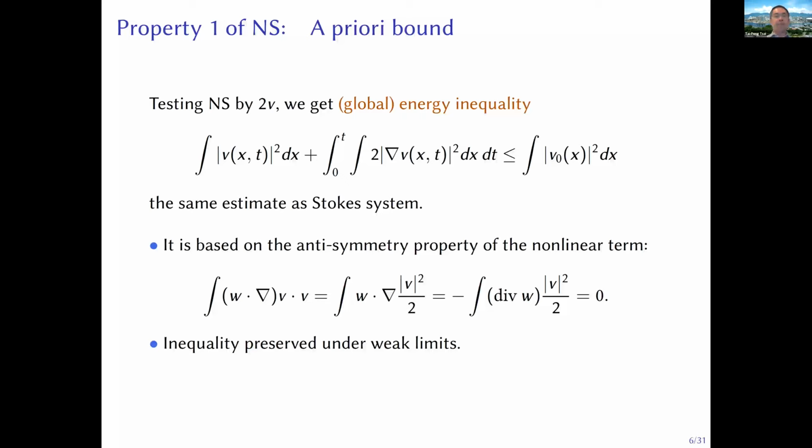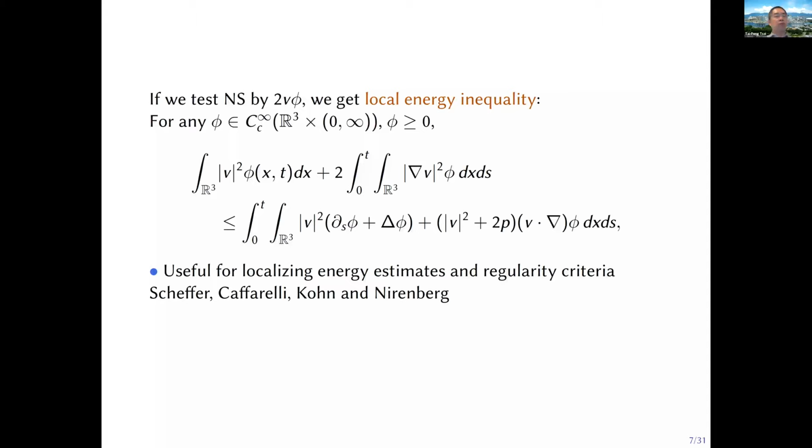And then here's a local version. It's a local energy inequality. So we test the equation by 2V times the cutoff function, and phi should be non-negative. And then we get this localized version. And we still have an inequality. And this is very essential because this allows us to localize energy estimates. And then we are able to do regularity criteria. This was originated by Scheffer, and then perfected by Caffarelli, Kohn, and Nirenberg.